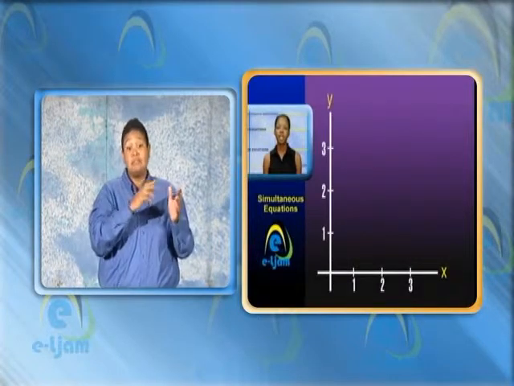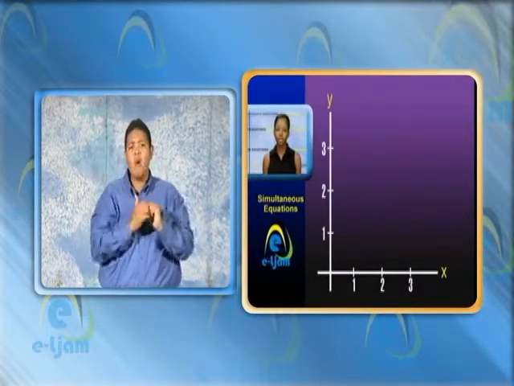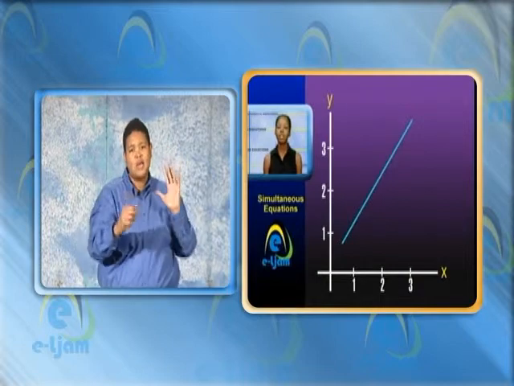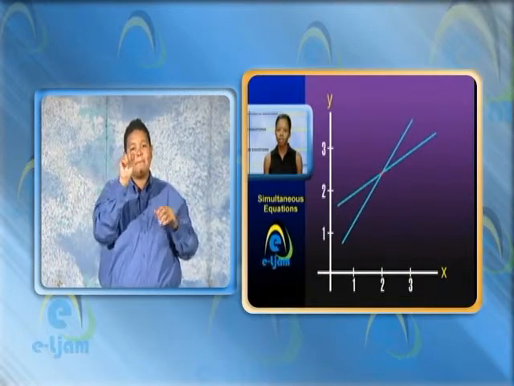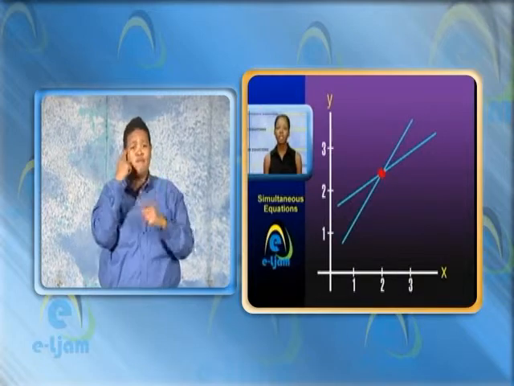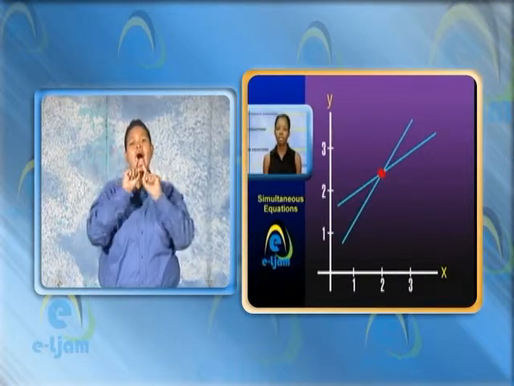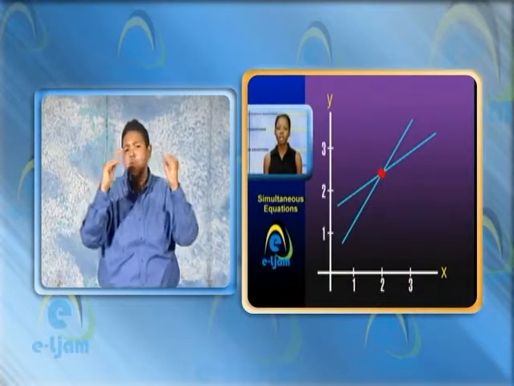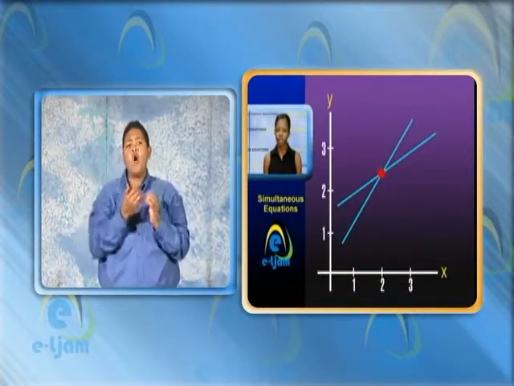Simultaneous equations can also be solved graphically. We draw two lines using the same axes. The coordinates of the points of intersection of the two lines are the solutions to the equations. This will be done in another lesson, but we first need to learn how to draw simple linear graphs.